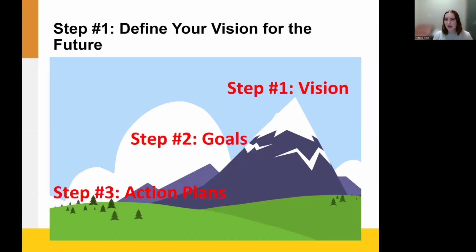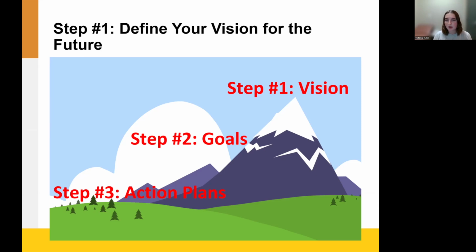So, the first step, step number one, is to define your vision for the future. We're going to talk a little bit about how to do that, but I just wanted to show you this visual of a mountain that I've put on the slide here first. This is kind of how I like to picture the process for goal setting.